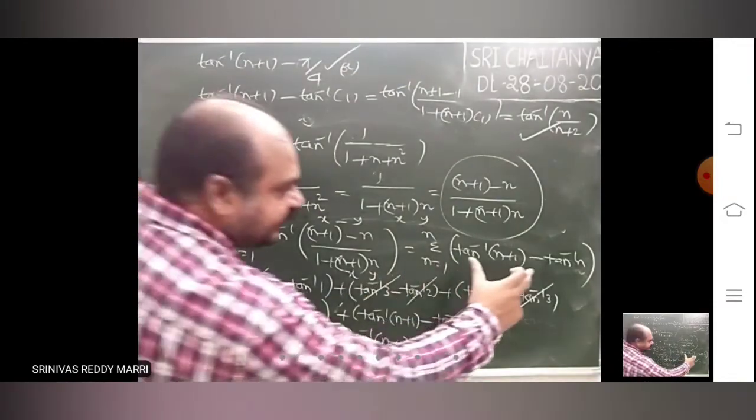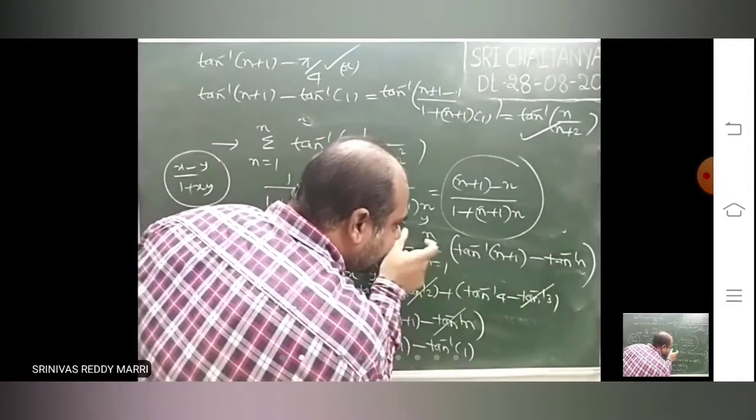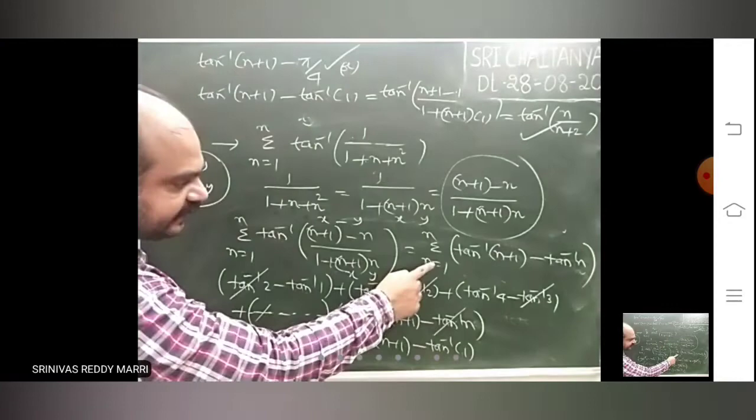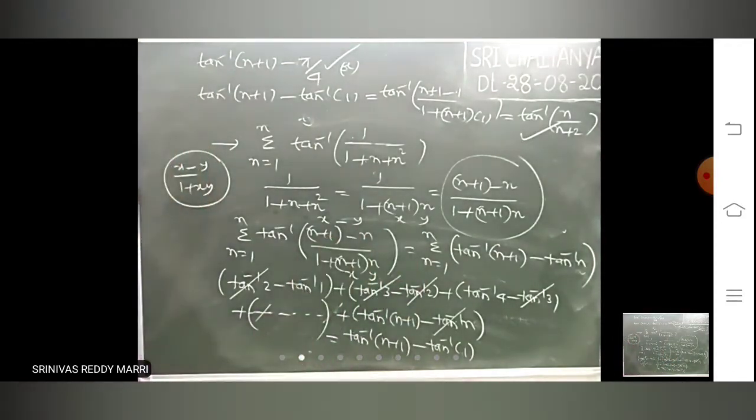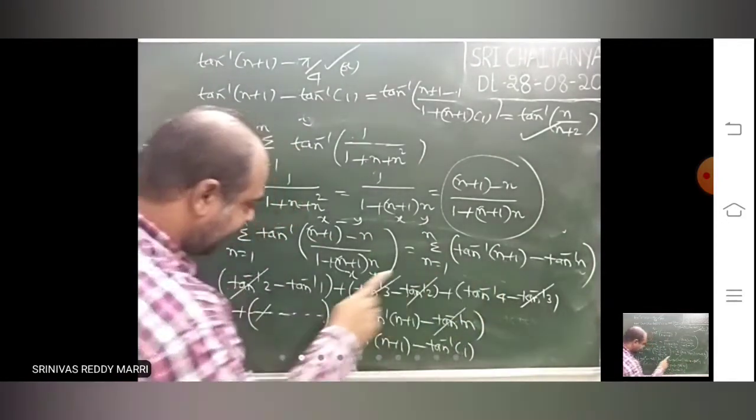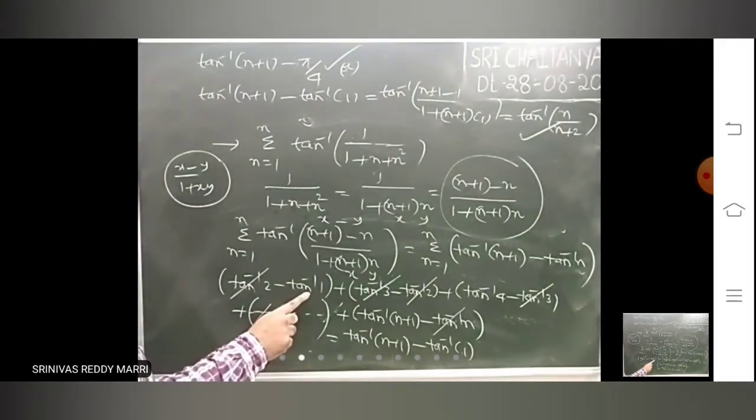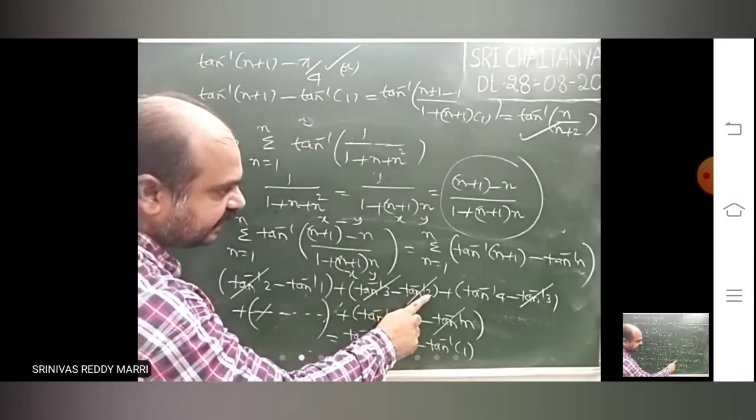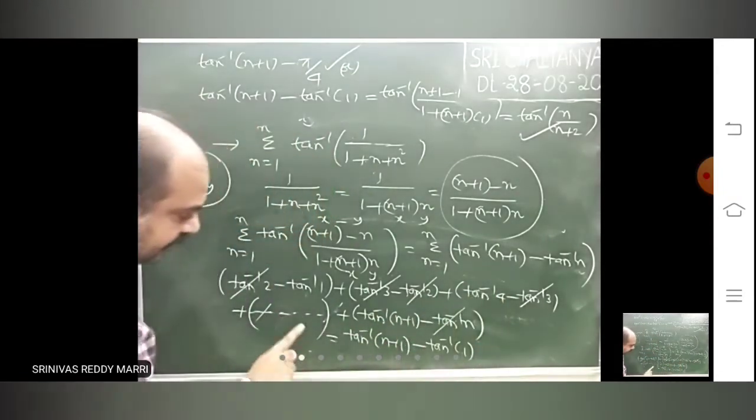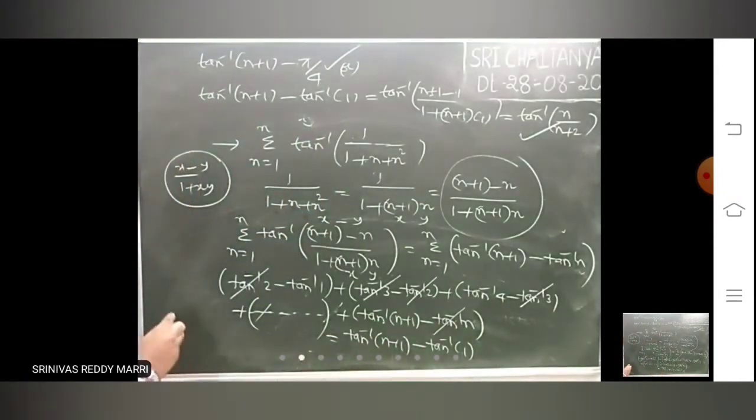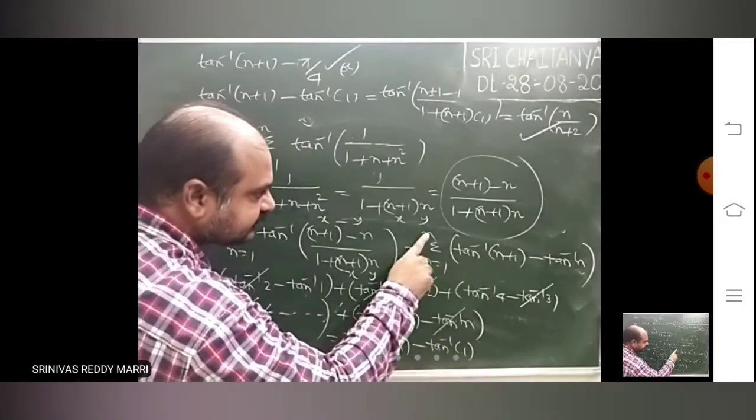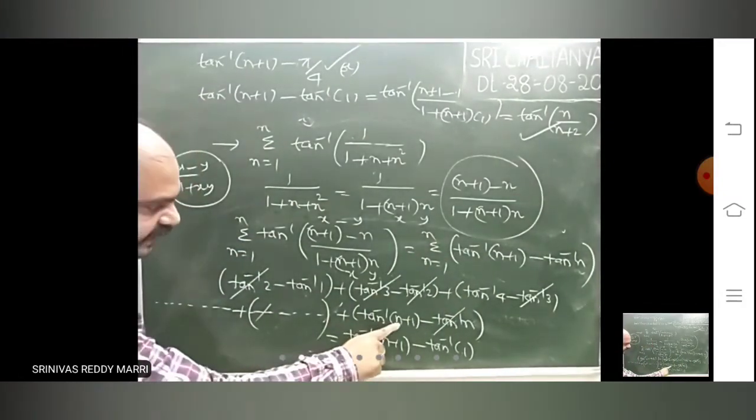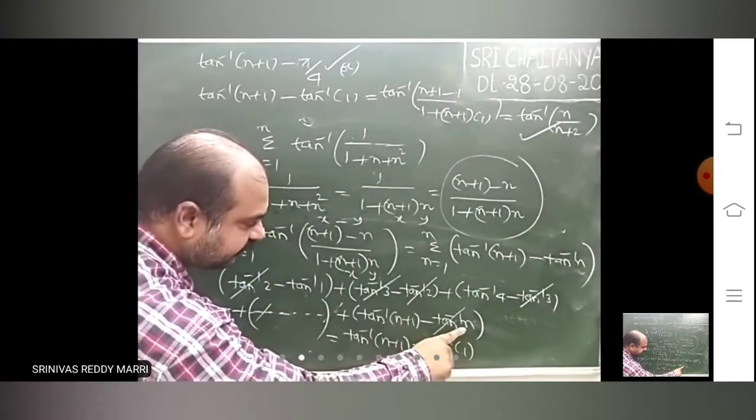After getting tan inverse x minus tan inverse y, expand the sigma by substituting n equal to 1, 2, 3 and so on. For n equal to 1 I have substituted tan inverse 2 minus tan inverse 1. For n equal to 2, tan inverse 3 minus tan inverse 2. For n equal to 3, this one, and so on. Last step, n equal to n: tan inverse n plus 1 minus tan inverse n.